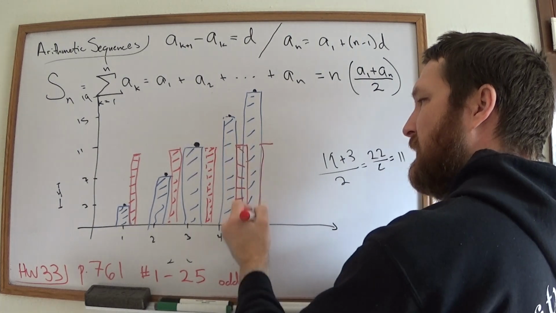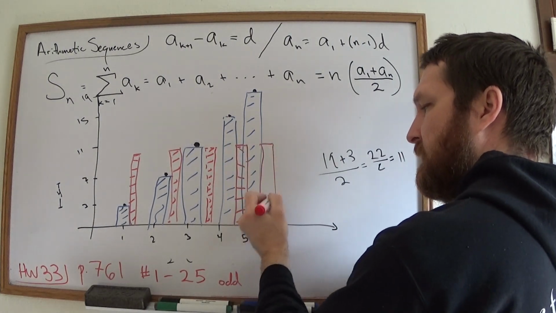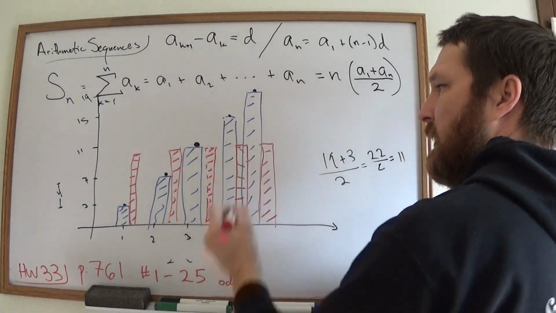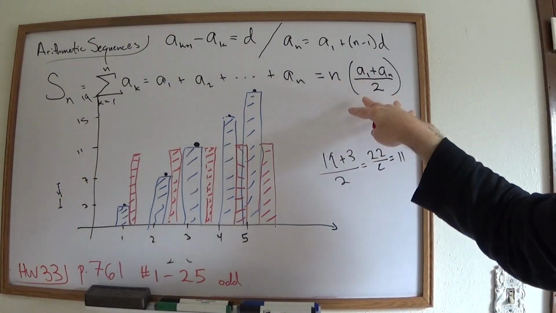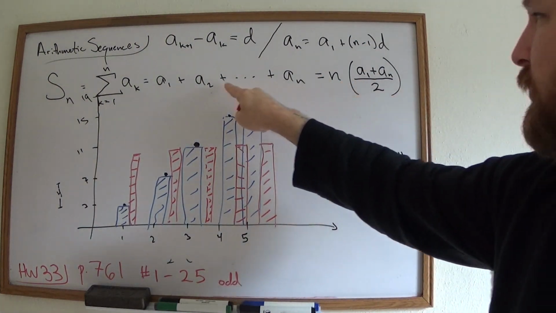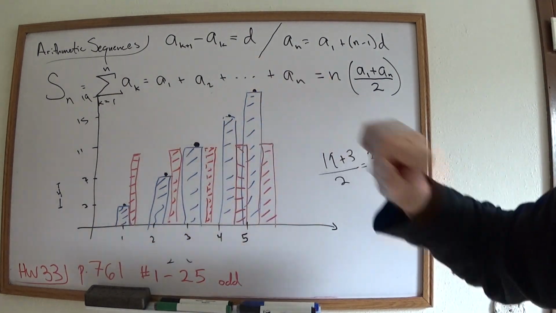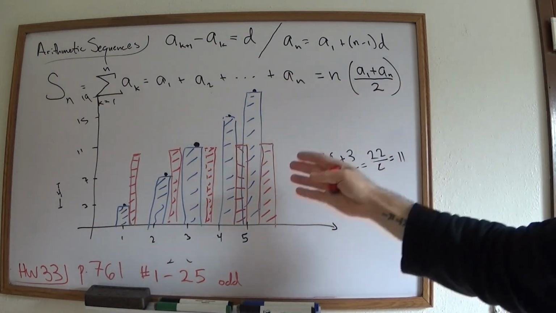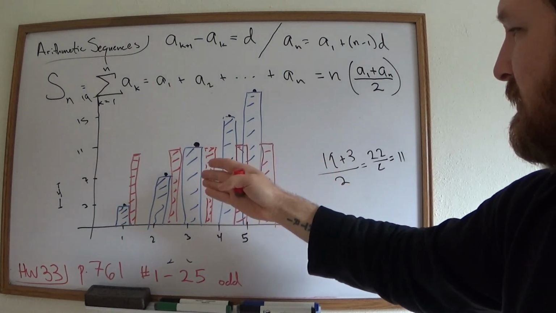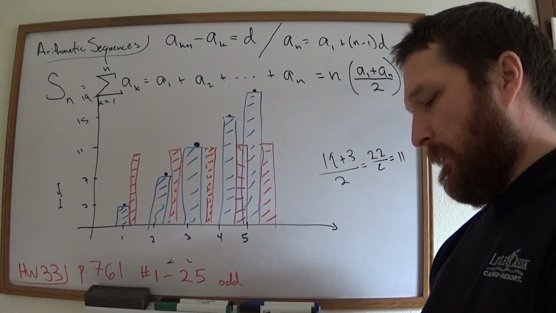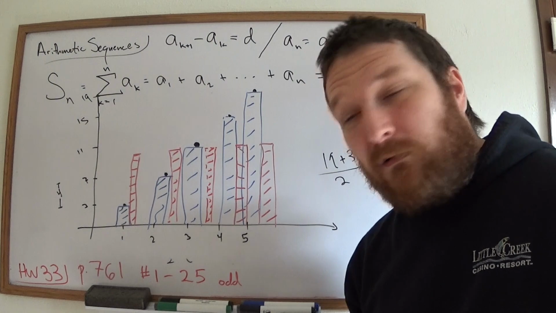And so for each one of these, all n of them, there's 5 of them in this case, what this says is that the blue area, which is that plus that plus that plus that plus that, is the same thing as the red area. That plus that plus that plus that plus that. I think that's kind of cool.